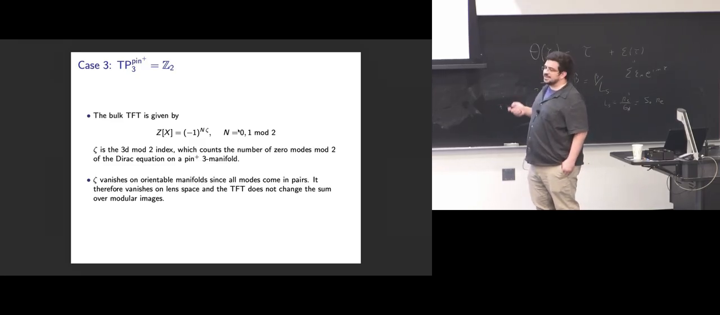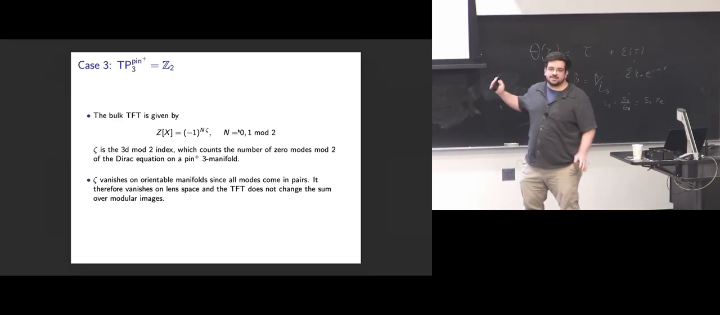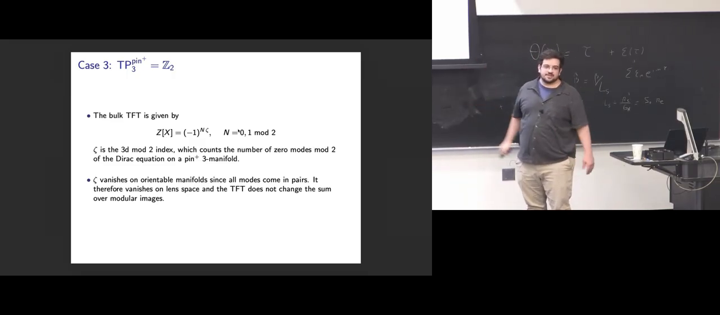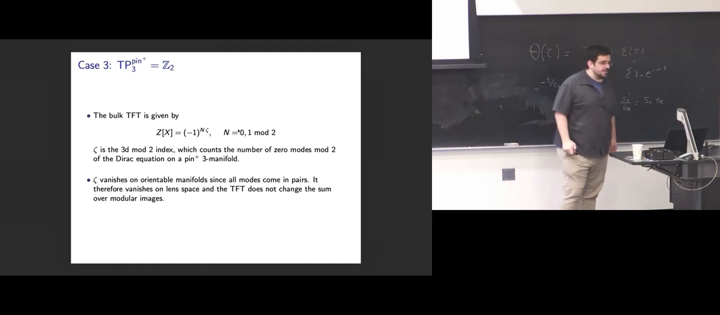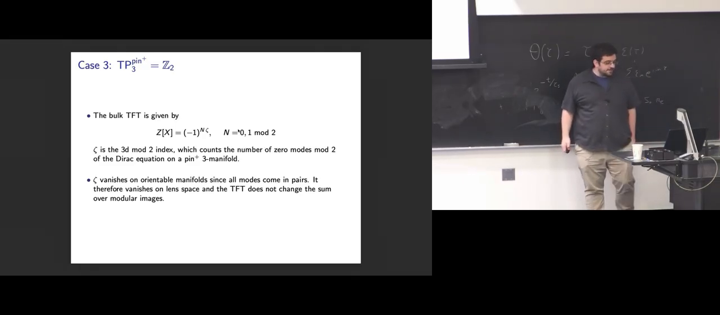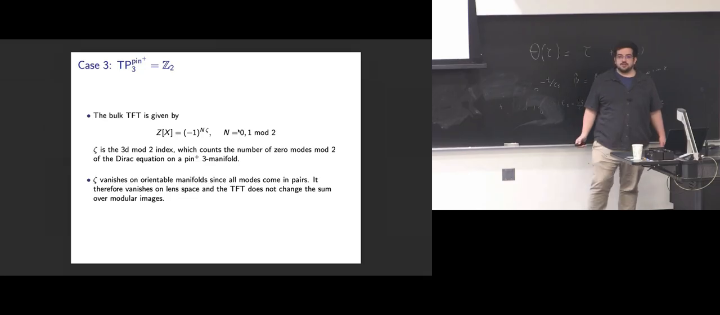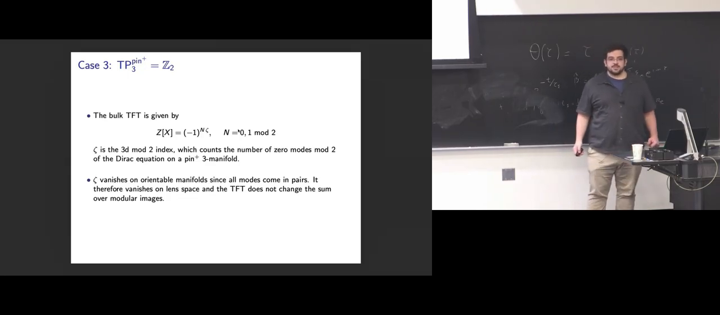And in condensed matter, this n corresponds to the number of fermions on the boundary. That's why I call it n, but there are no free fermions here. But that's just to follow the nomenclature from the original discussions of this topic. Now, this mod 2 index vanishes on all orientable manifolds because they always come in pairs. If you have the Dirac equation, there will be modes with positive or negative chirality on orientable manifolds, and the mod 2 index will always vanish.